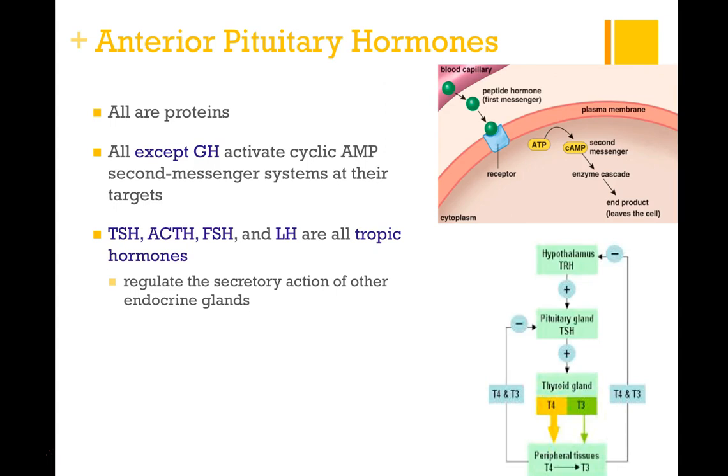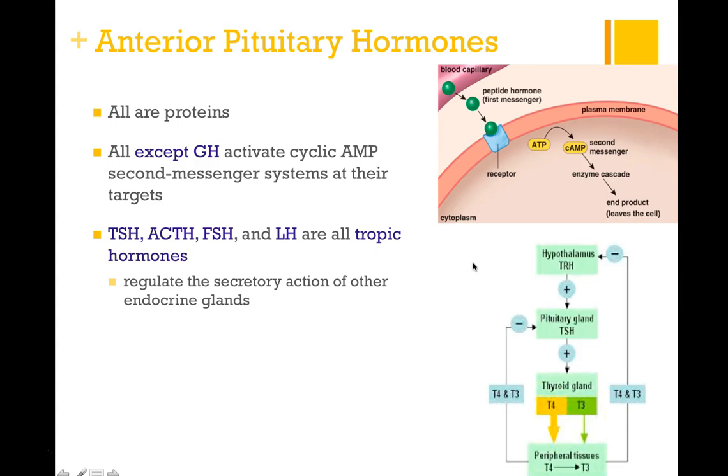To discuss these hormones further, all of these hormones are going to be proteins, and all of these hormones, except for the growth hormone, are going to activate cyclic AMP, that second messenger. So just as a review, here's our hormone attaching to our membrane-bound receptor. Remember that that is going to trigger adenylate cyclase, that is not pictured here. That will change ATP over to cyclic AMP to cause the enzyme cascade.